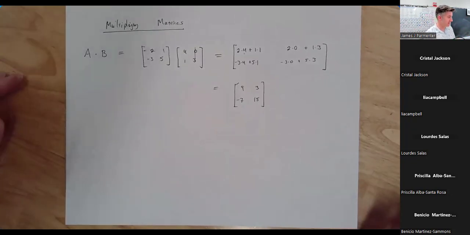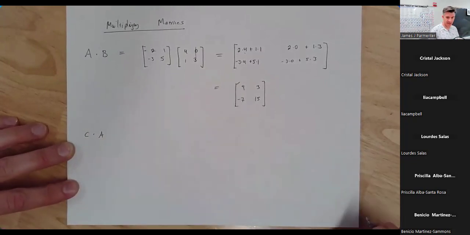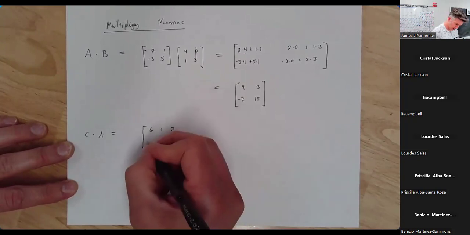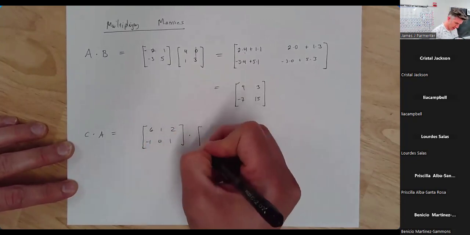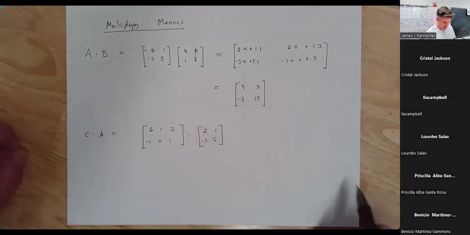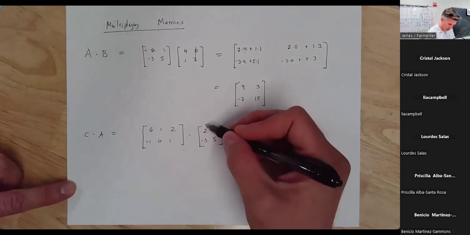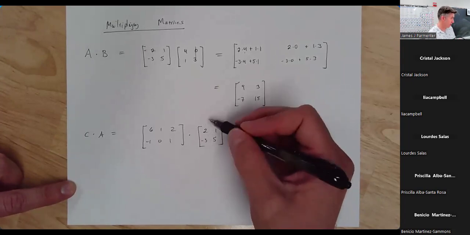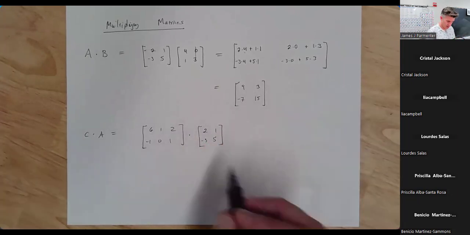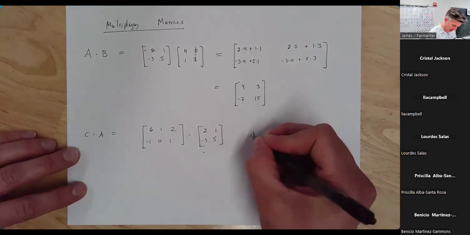So let's look at a matrix multiplication that's not going to work. Let's look at, for example, C times A. So if we try to write out C times A, here's what's going to happen. We're going to have the matrix C, which is 6, 1, 2, negative 1, 0, 1, multiplied by the matrix A, which was the matrix 2, 1, negative 3, 5. And the problem here is that the number of columns of C, or how long the row is in C, doesn't match how long the column is in A, or how many rows there are in A. If I try to do the dot product of this row with this column, it doesn't work. 6 times 2 plus 1 times negative 3 plus 2 times, I've run out of things. So this is not defined.